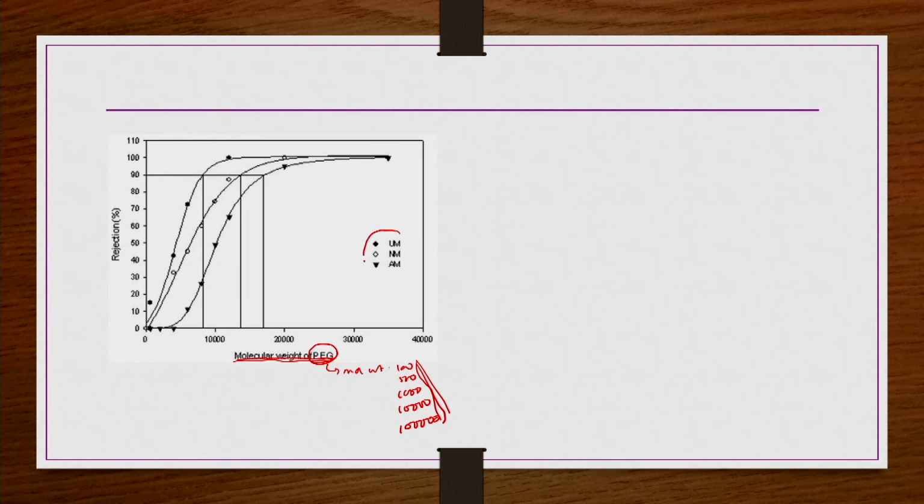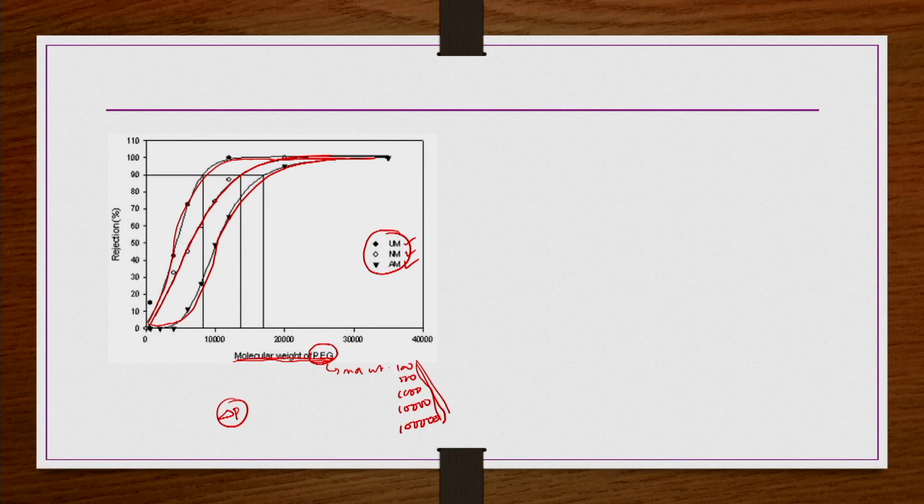3 different types of ultrafiltration membranes are used. The pressure was fixed, delta P. Okay, it is fixed at one pressure drop. This experiment has been done. So now we can see for each of these 3 different membranes, let us say UM, NM, AM are the 3 different types of membranes, the rejection versus molecular weight curves are almost similar in shape, but they are different from each other.